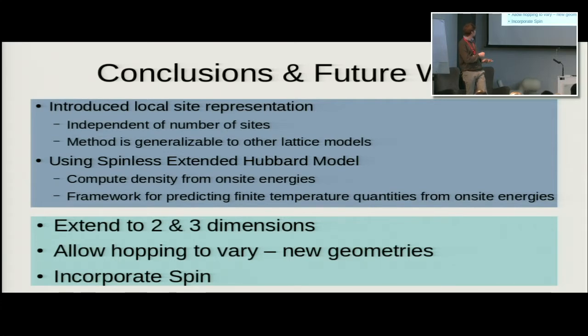But using the spinless Hubbard model, we're able to compute the density from the on-site energies, and we can predict the finite temperature properties from the on-site energies. In the future, we'd like to extend to 2 and 3 dimensions and allow the hopping to vary. This would mean we could do new geometries and new structures, and then also incorporate spin.